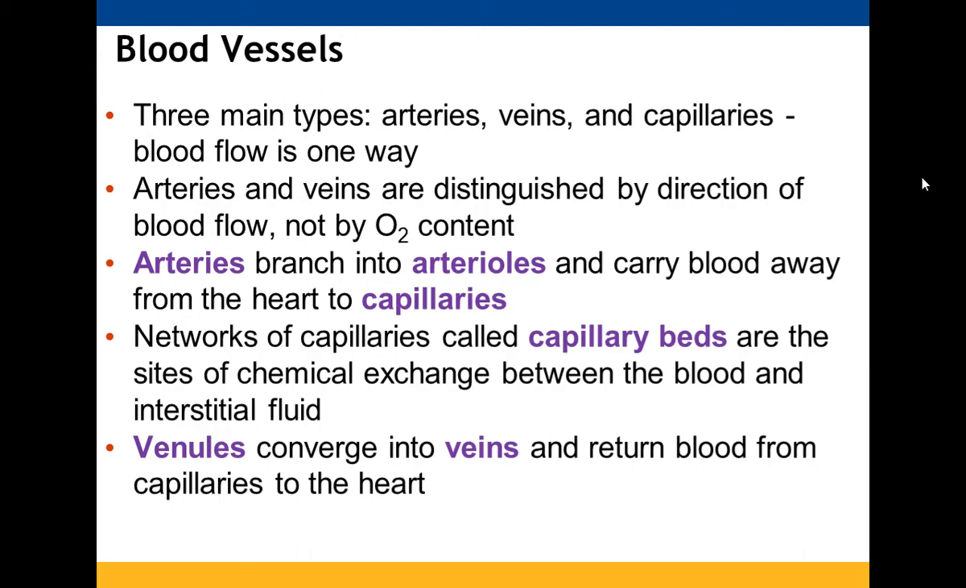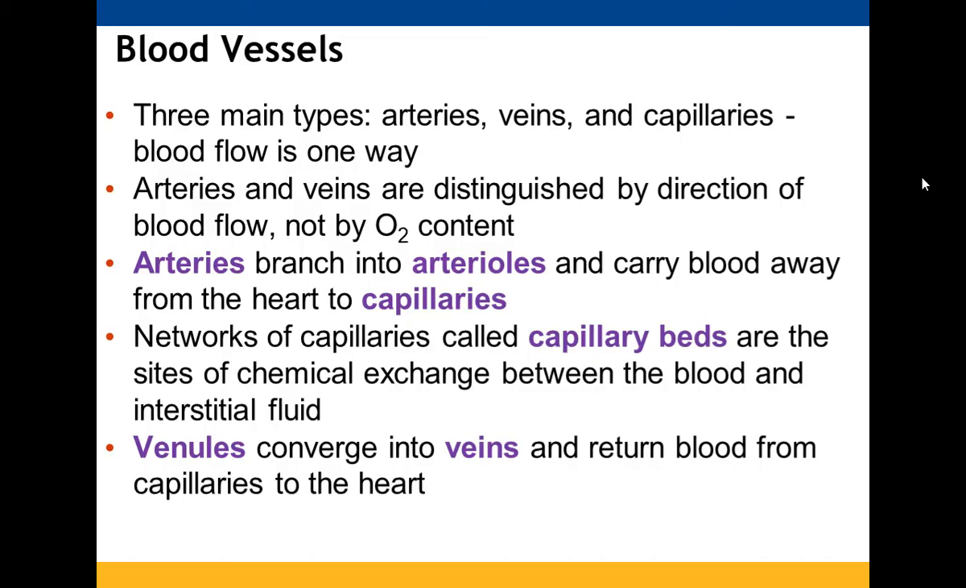Arterioles would be a smaller form of arteries. Venules would be a smaller form of veins. Blood only moves in one direction through these. These are all one-way streets. It's not determined by the oxygen content, it's literally determined by the direction it's moving.